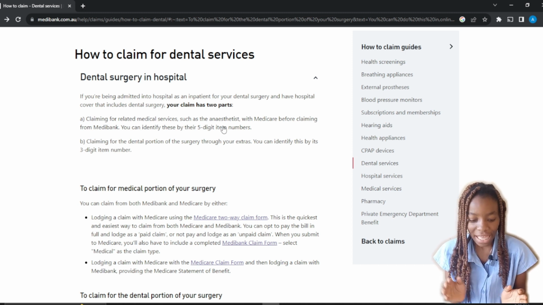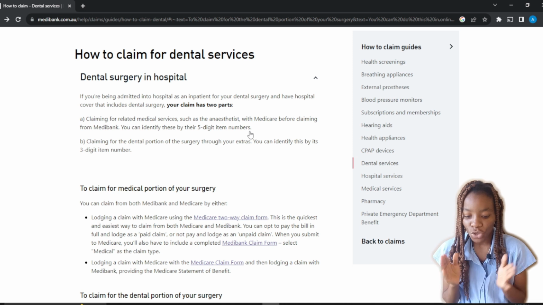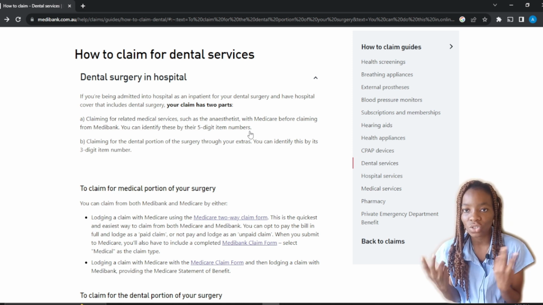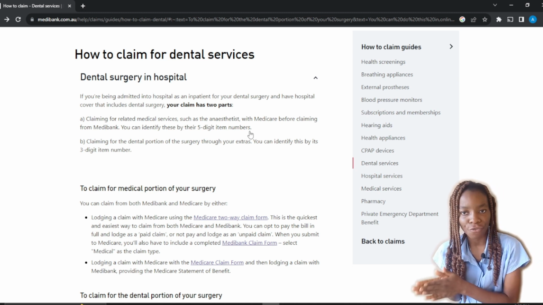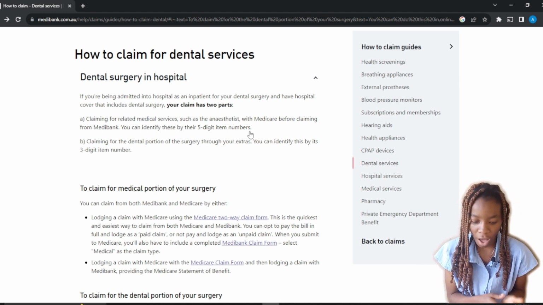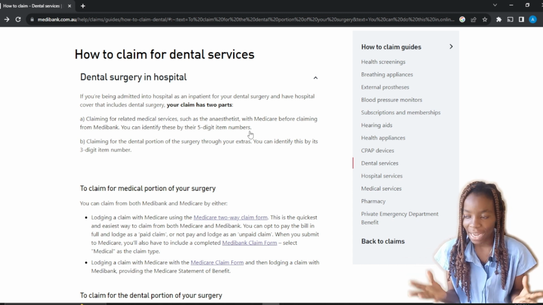1, claiming for related medical services such as anesthetist with Medicare before claiming from Medibank, and you can identify these by their 5-digit item numbers. Now, what is it trying to say? You can claim with Medicare, the 2 things involved, Medicare and Medibank. So you can claim from Medicare first before claiming from Medibank. And of course, these can be identified and separated using their 5-digit item numbers.